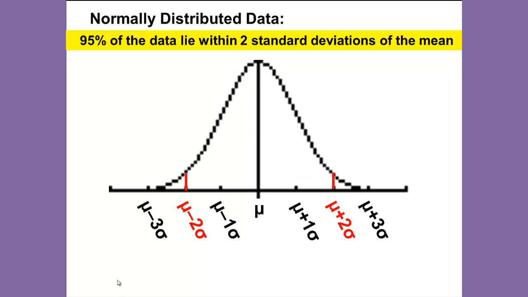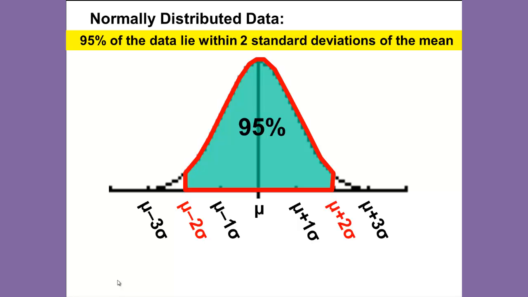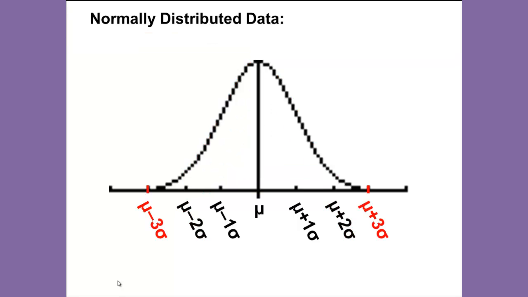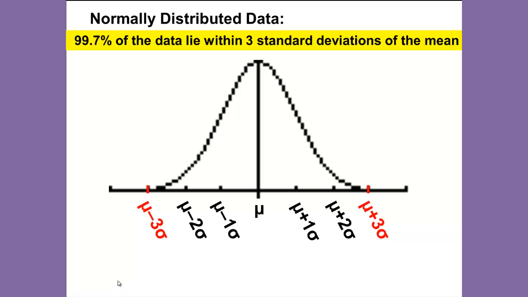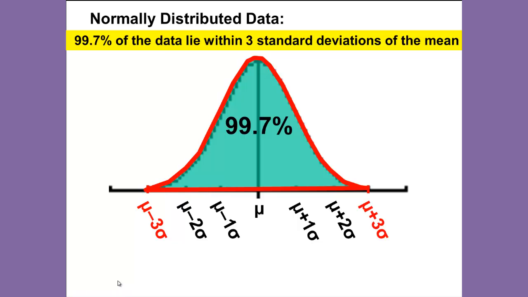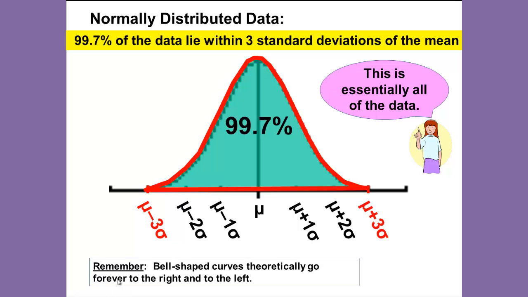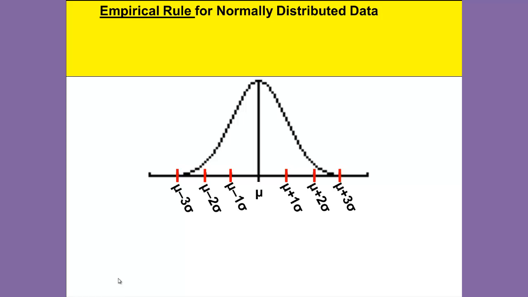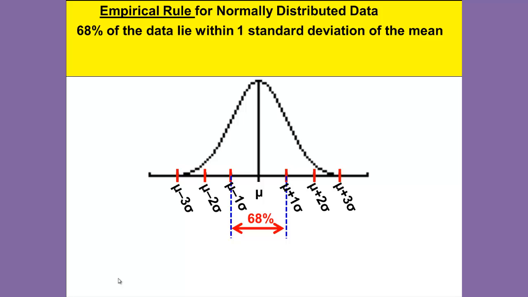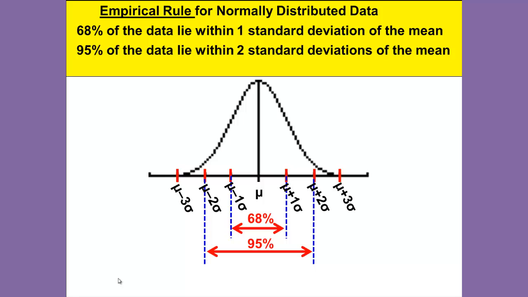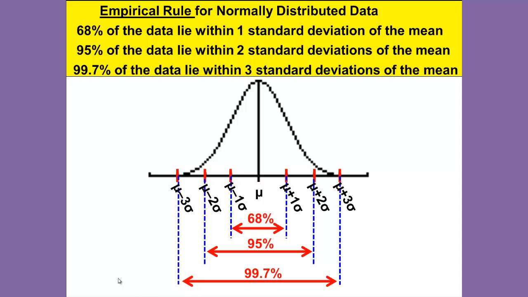If we go out 2 jumps of the mean, we know that 95% of the data lie within 2 standard deviations of the mean. 3 standard deviations from the mean is 99.7% of the data, or 99.7% of the data lie within 3 standard deviations of the mean. This is essentially all of the data, but because it goes on infinitely in both directions, theoretically it goes forever to the right and to the left. There is some data that will be outside of this. The empirical rule for normally distributed data thus says 68% of the data lie within 1 standard deviation of the mean, 95% of the data lie within 2 standard deviations of the mean, and 99.7% of the data lie within 3 standard deviations of the mean.